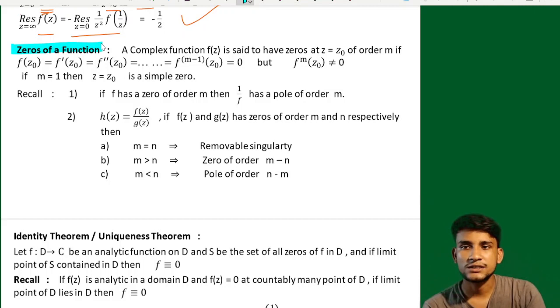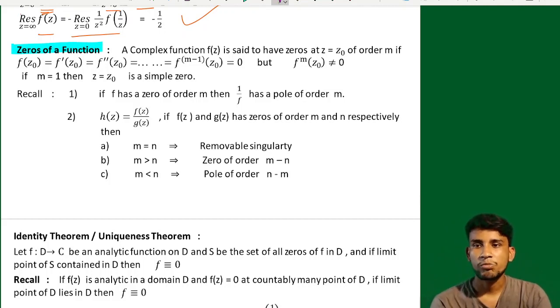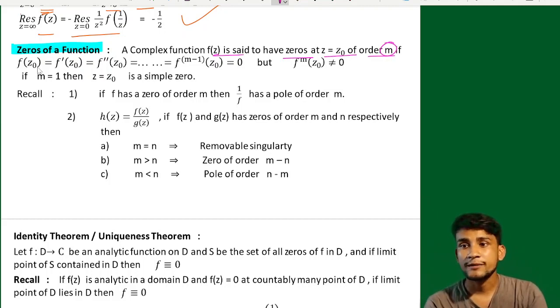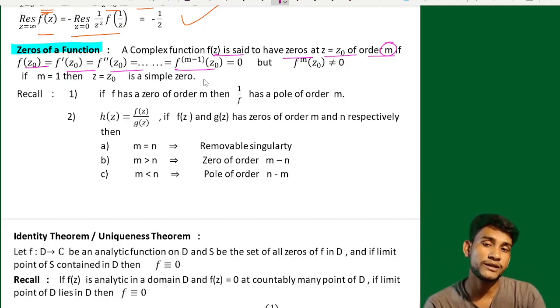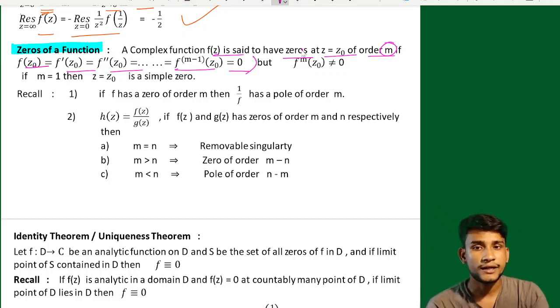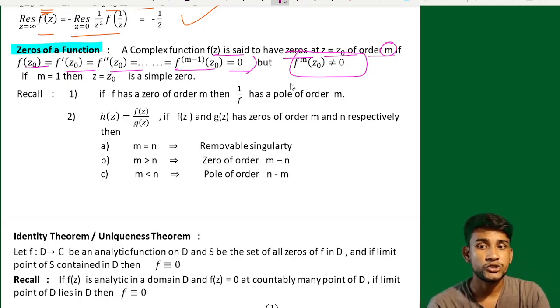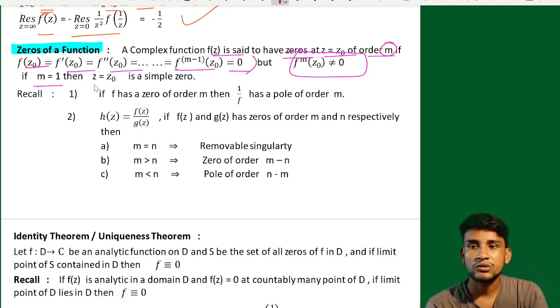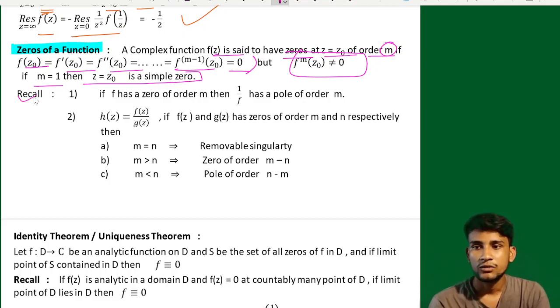Now, zeros of a function, this is an important concept. A complex function f(z) is said to have a zero at z equal to z0 of order m if f(z0) equals f dash z0 equals f double dash z0 equals ... equals f^(m-1) at z0, all equal to 0, but f^(m) at z0 is not equal to 0. If m equals 1, then z equal to z0 is a simple zero.